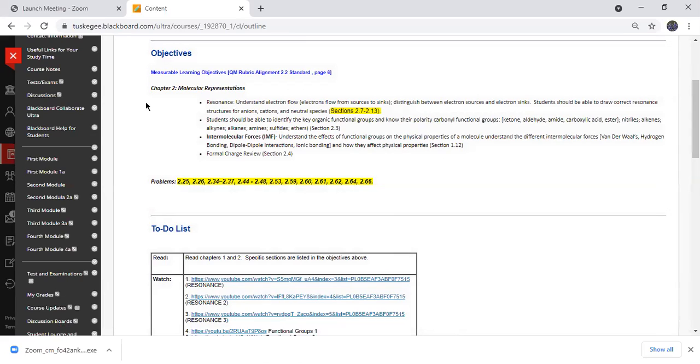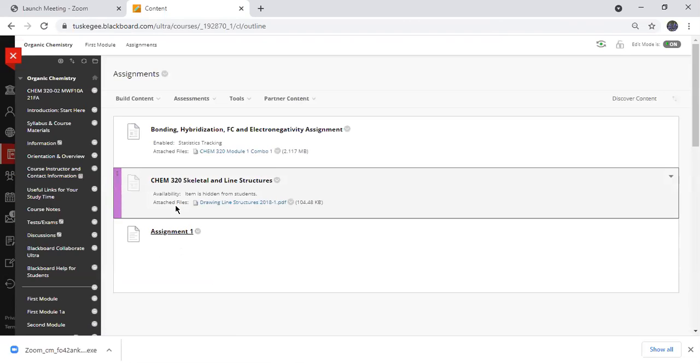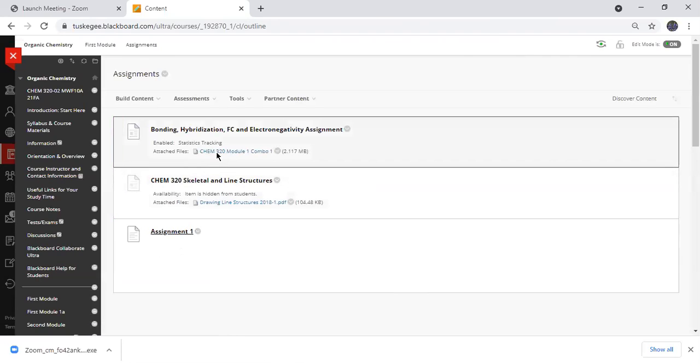I have a question about the problems that we've been doing in class. Are they due today or whenever we take the exam? You can turn them in a day after, it's fine. The day after we take the exam? Yes. Okay. So part of that is going in module 1. Let's look at the assignments, and then you'll know exactly what to turn in. In the first module, skeletal line structures, and then that bonding combo exercise that we did.